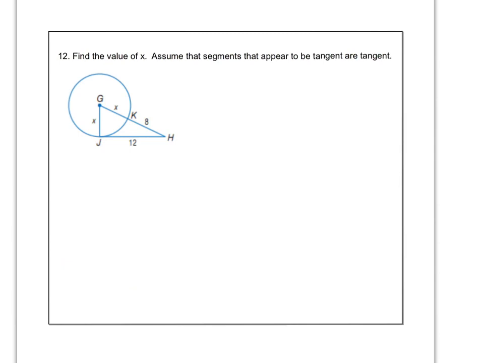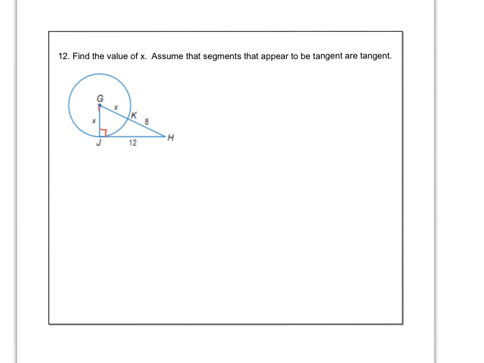All right, last question, number 12. Find the value of x. Assume that the segments that appear to be tangent are tangent. What they're telling us this time is, yes, go ahead and assume that that is perpendicular. Assume that JH is a tangent to the circle. And so we're going to do Pythagorean theorem again.